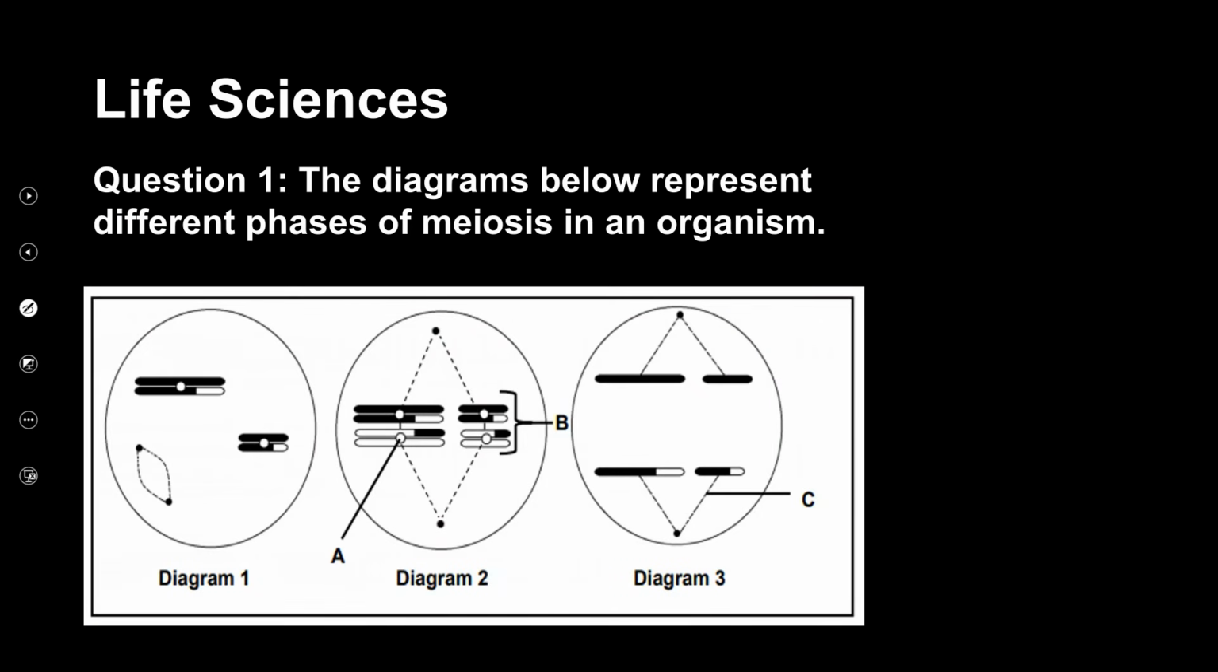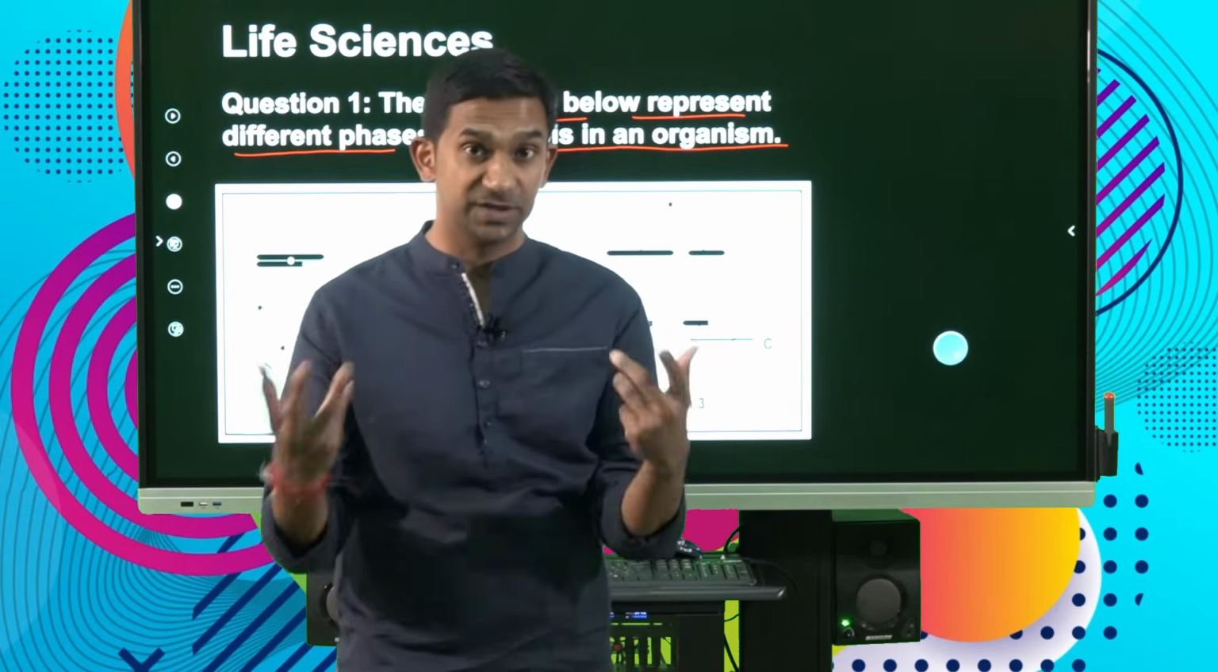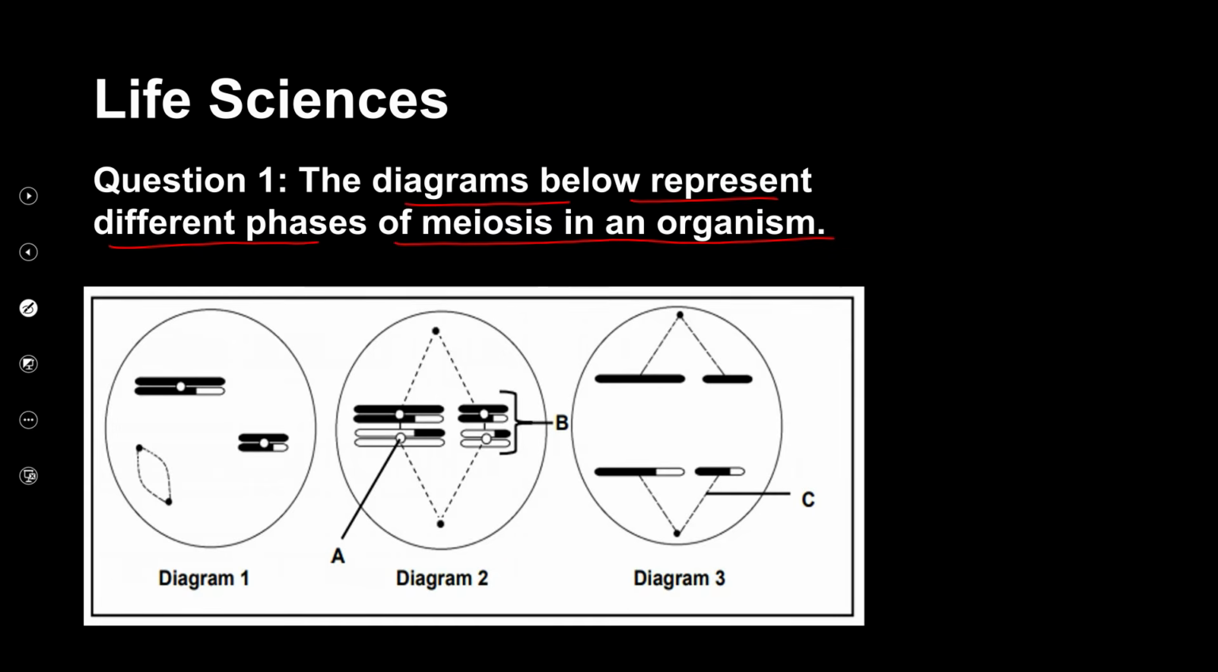Question 1. The diagrams below represent different phases of meiosis in an organism. It's important that when you have a diagram that you read the heading. The heading often gives you a description of what is happening. And here in this diagram, it tells you different phases of meiosis. Let's recognize the fact that in meiosis, we have different phases, and these may not necessarily be in the correct sequence. Right, so let's move into that. So here we're finding there are 3 diagrams that have been given to you, each with a unique representation of what is happening in these cells.